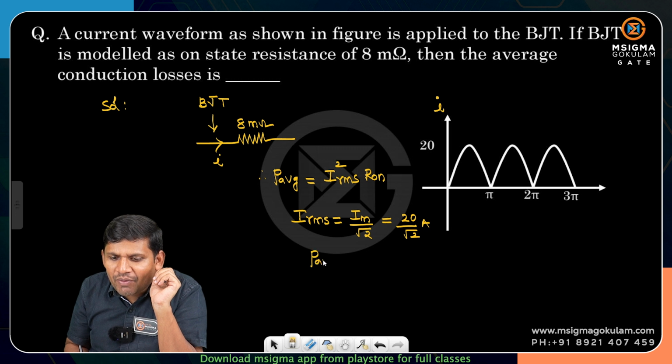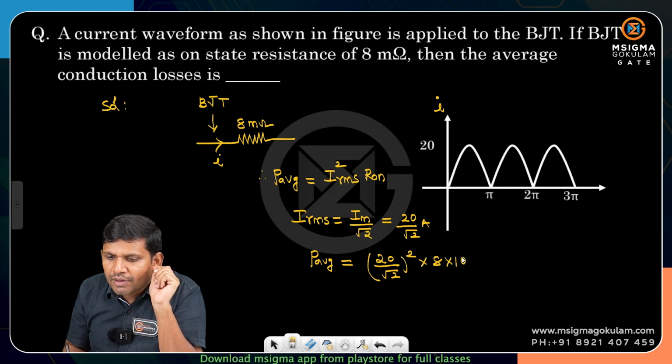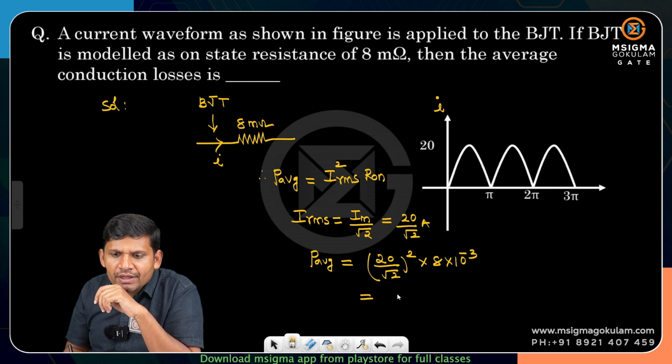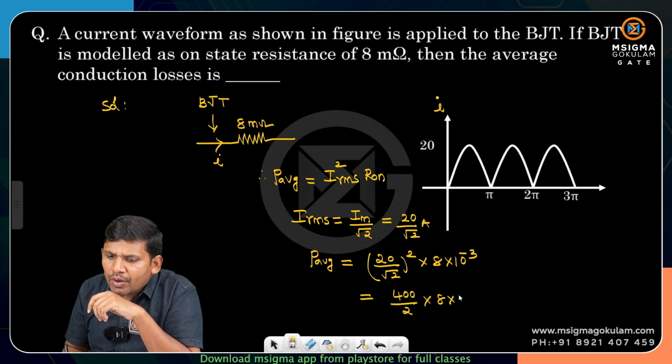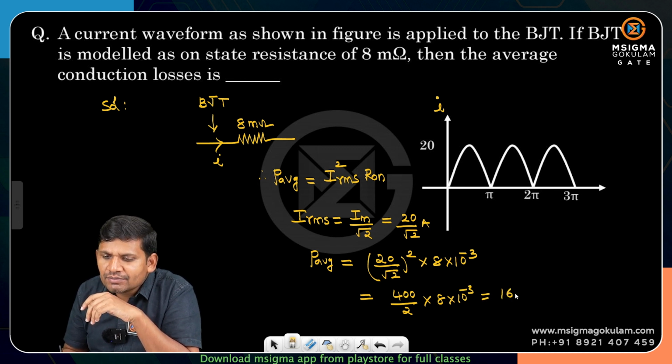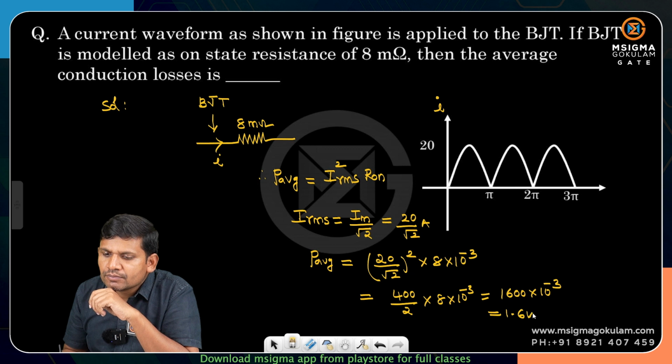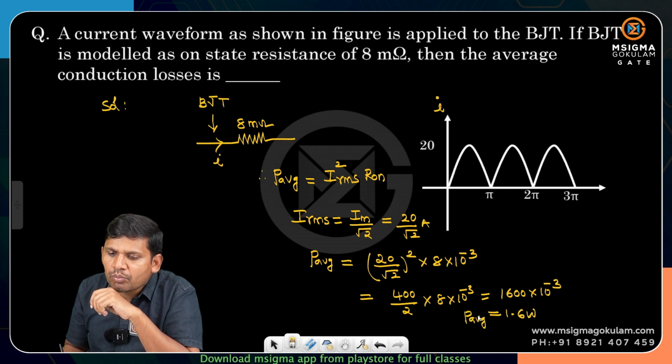Then what is the average power loss? That is 20 by root 2 whole square into the on-state resistance, 8 milliohms, 8 into 10 power minus 3. Now we have to simplify this. 20 into 20, that is 400 by 2, into 8 into 10 power minus 3. This is 200 into 8, 1600, 1600 into 10 power minus 3. Then 1.6 watt. What is the average power loss? We get 1.6 watt.